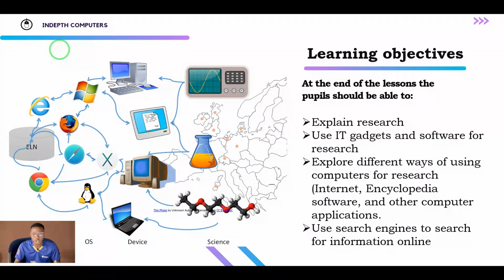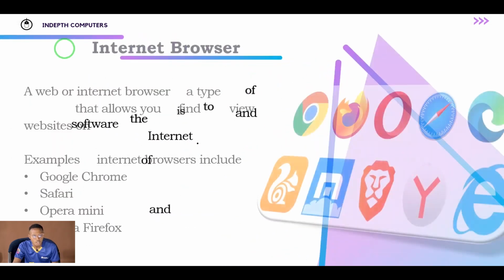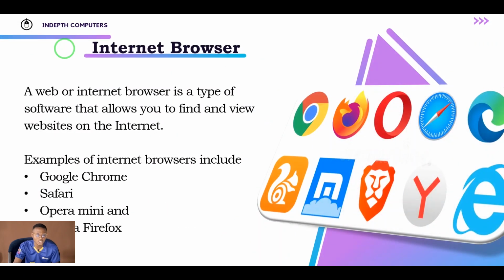Now, at the end of this lesson, we should be able to learn how to explain research, use IT gadgets and software for research, explore different ways of using computer for research, use a search engine to search for information online. Good. Before we talk about research, I want us to discuss internet browser.